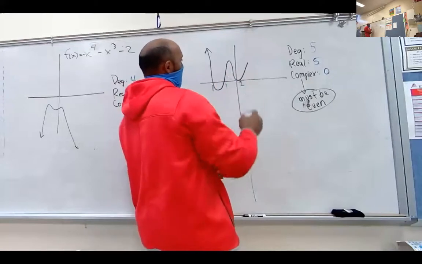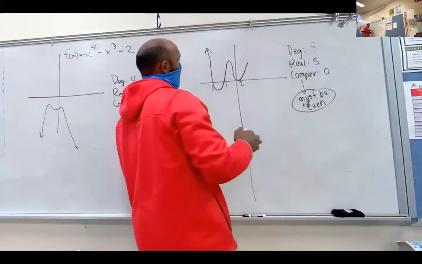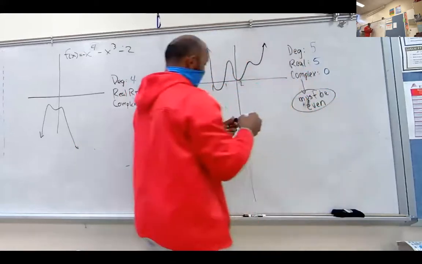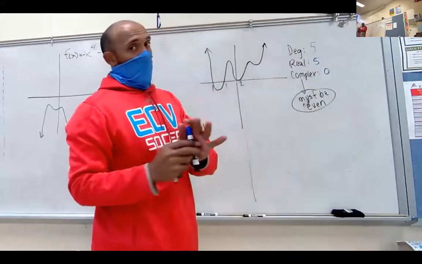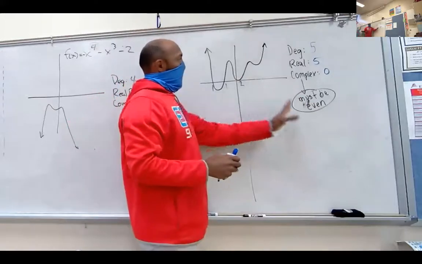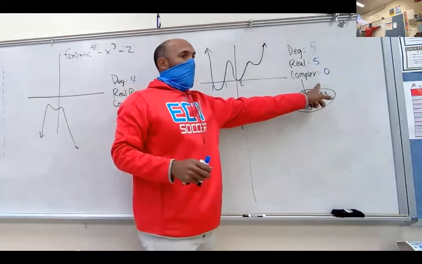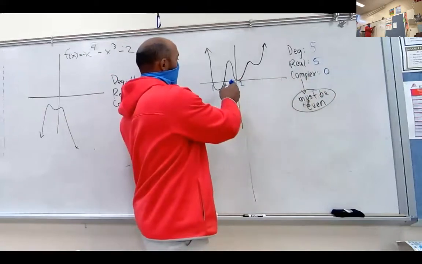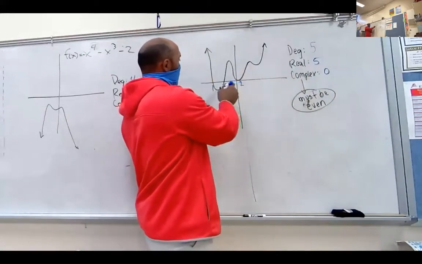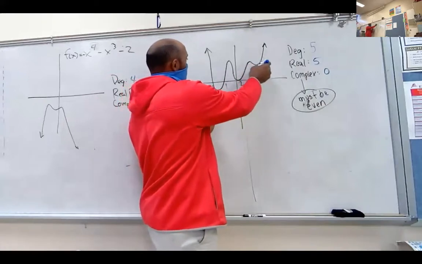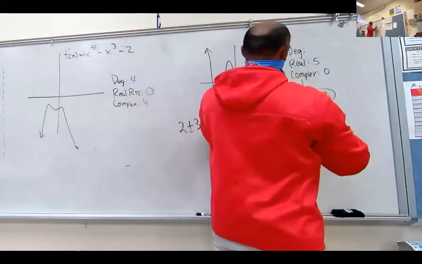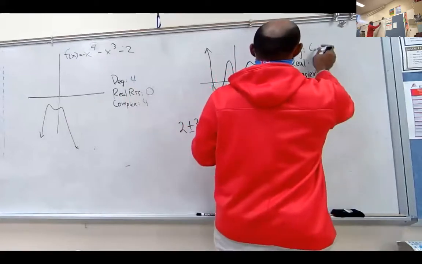Okay, so let me just go ahead and do it this way. All right. So let's rewind it a little bit. What I was trying to say is, yes, this must be even. Okay. So in this case, if I make the graph like that, I've got 1, 2, 3, 4, 5 turns now, which means the degree is what? 6. Okay.